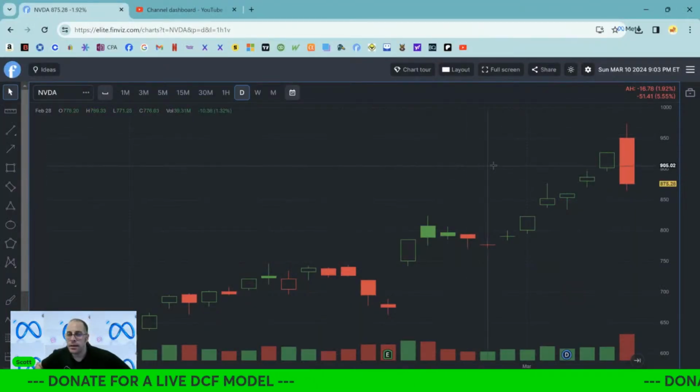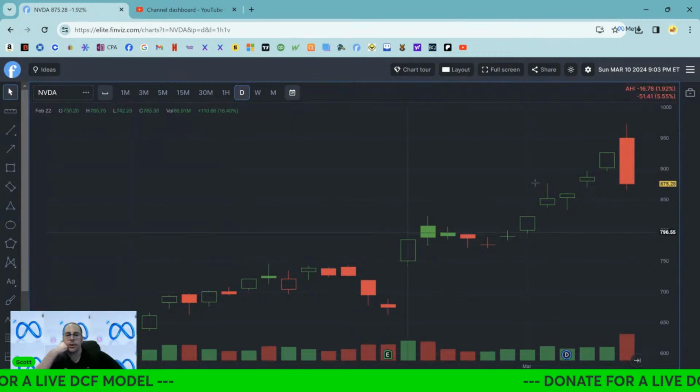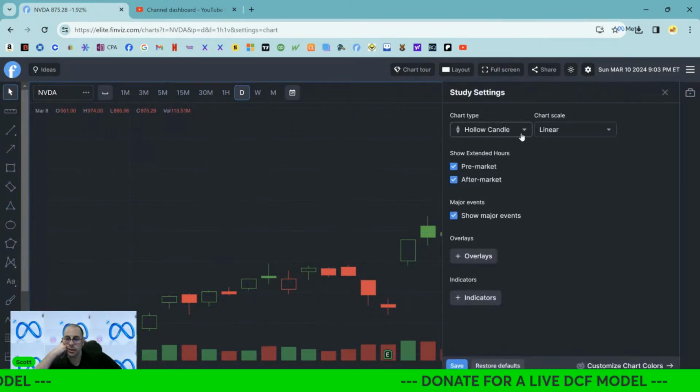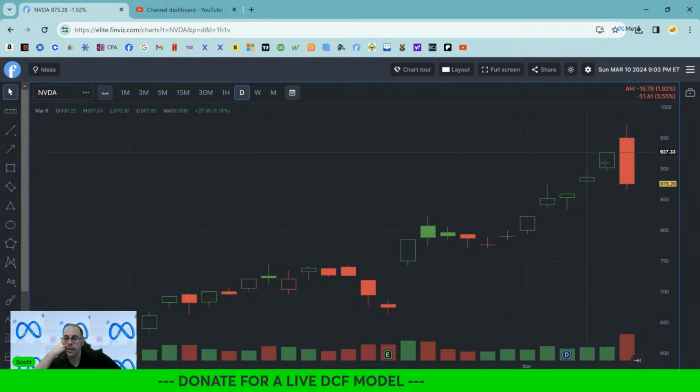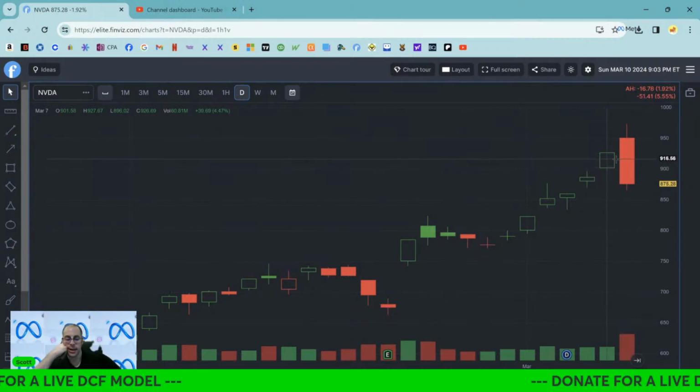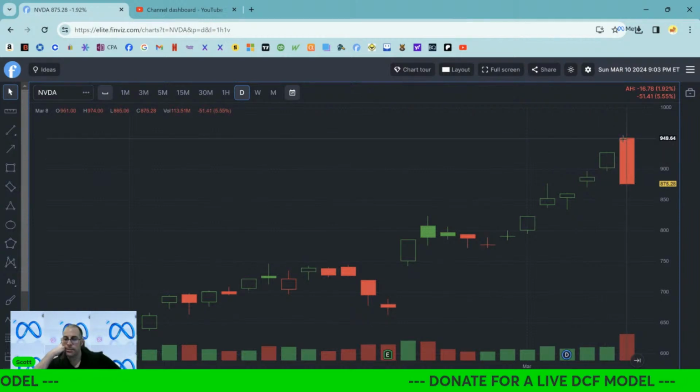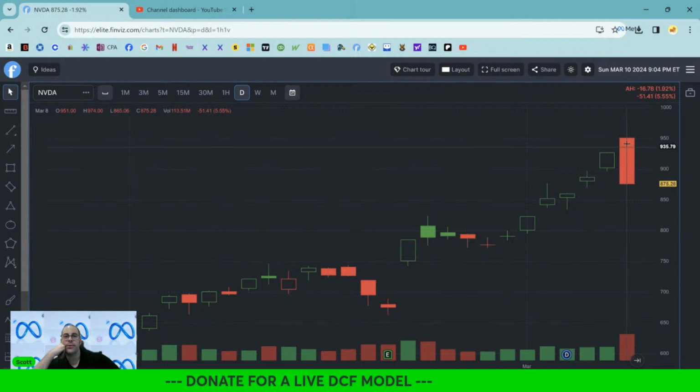Okay. So the hollow candle, it's hollow on the green days. So it looks exactly like a regular candlestick, except it's all filled in on a red day, and the green days it's hollow.